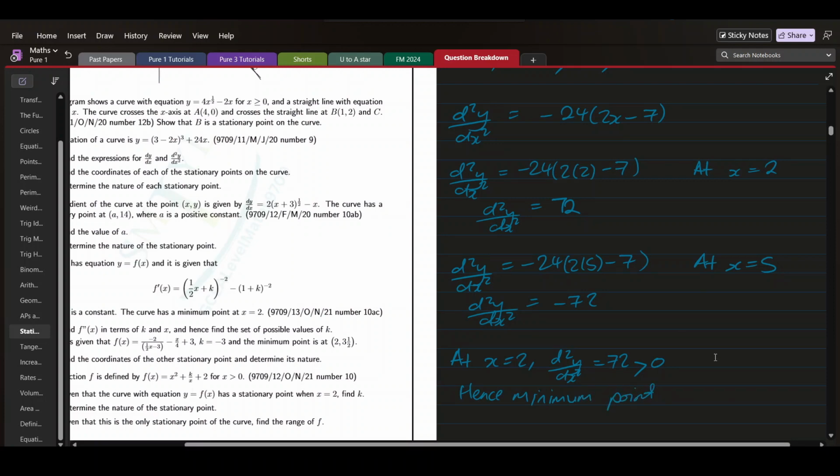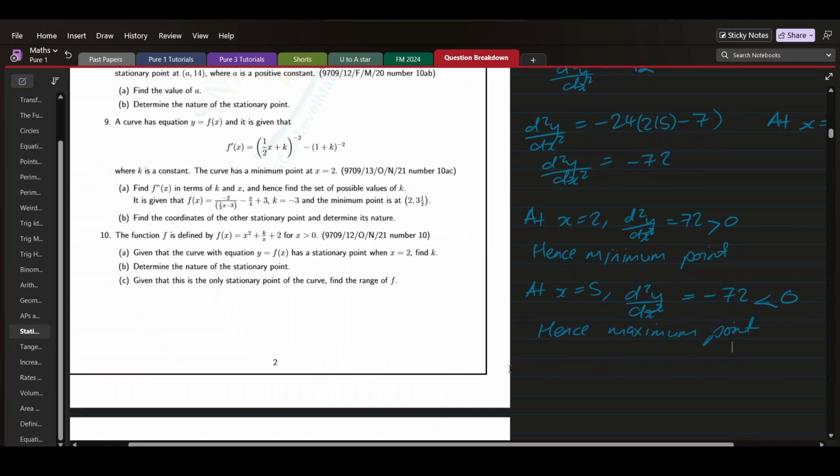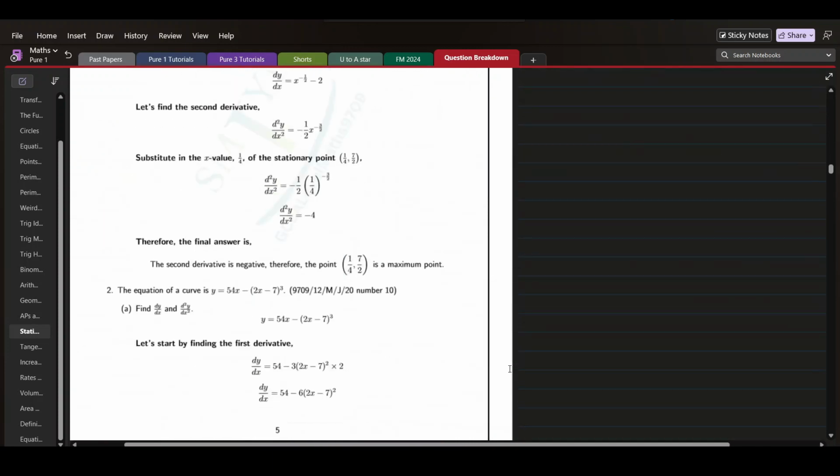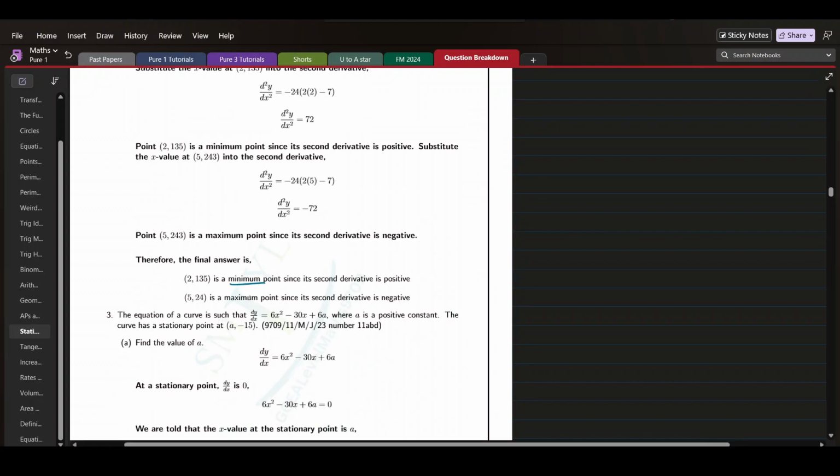And then at x is equal to 5, our second derivative d squared y over dx squared is equal to negative 72, which is less than 0, hence maximum point. And we can check if this is correct. x is 2 is a minimum point, x is 5 is a maximum point. Let's see. x is 2 is a minimum point, x is 5 is in fact a maximum point.